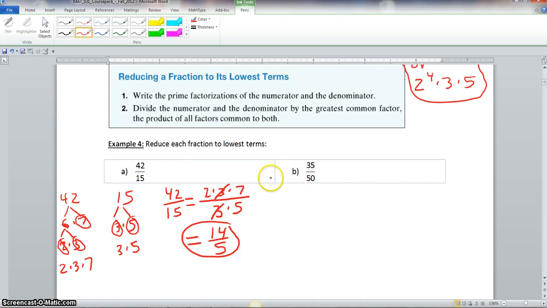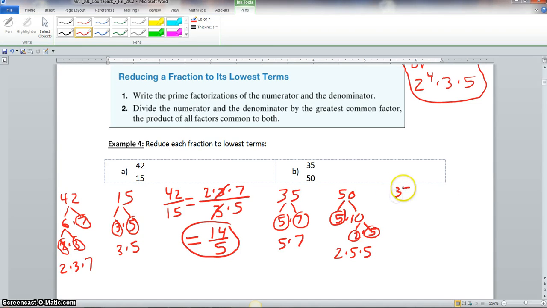Now we look here at B. Now we take the prime factorization of 35, and also the prime factorization of 50. 35 breaks down to 5 times 7. 5 is prime, 7 is prime. So we will have 5 times 7. Now we break down 50. 50, we could do 5 times 10. 5 is prime. And 10 breaks down to 2 times 5. 2 is prime, and also 5 is prime. So the prime factorization of 50 is 2 times 5 times 5.